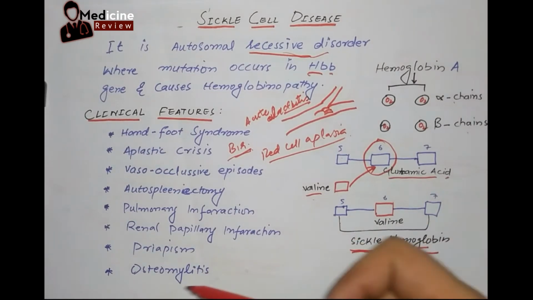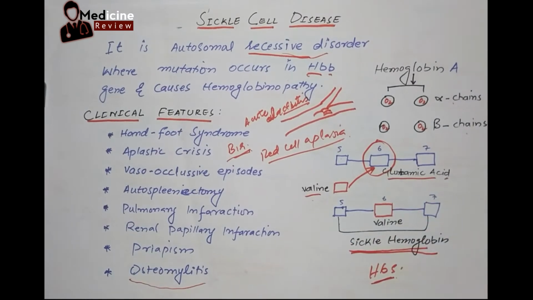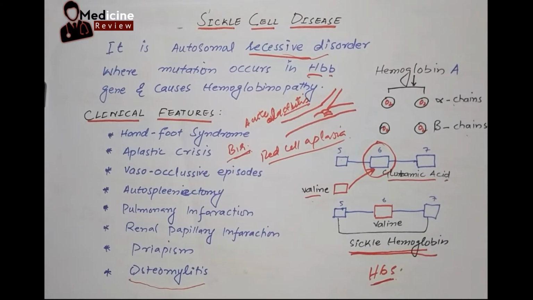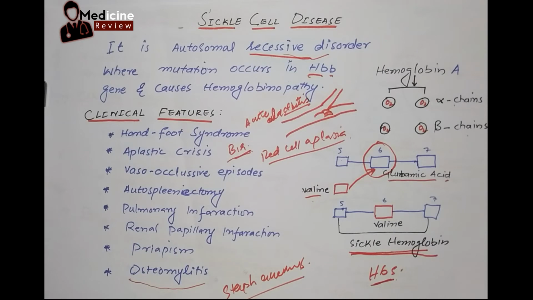Another is osteomyelitis. This is important for MCQ purposes. Many MCQs come on osteomyelitis. If in MCQs there is osteomyelitis, and they are asking what is the most common cause of osteomyelitis, that is Staph aureus. That is Staph aureus.